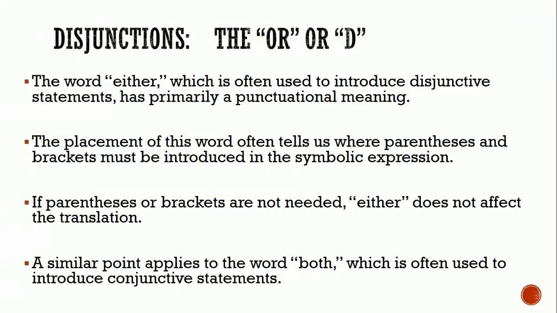Let's look at disjunctions, which is or, D in Polish notation. The word either, which is often used to introduce disjunctive statements, has primarily a punctuational meaning, but the placement of this word often tells us where the parentheses and brackets must be introduced. If parentheses and brackets are not needed, either does not affect the symbolic translation. A similar point applies to the word both, which is often used to introduce conjunctive statements.